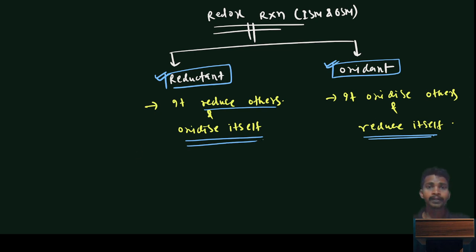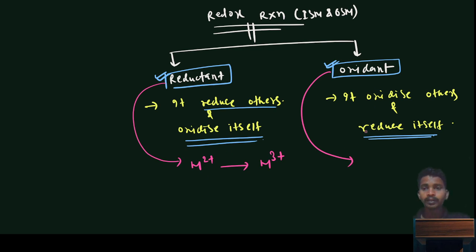So let's say we have the charge M2+, and it oxidizes itself. Reductant means it oxidizes itself, so from here it is going to M3+. Similarly, in this case it is reducing itself. Let's say M3+, so it is reducing to M2+. Here we look at which is electron rich compared to the other. Less charge means electron rich, and this is electron deficient compared to this.